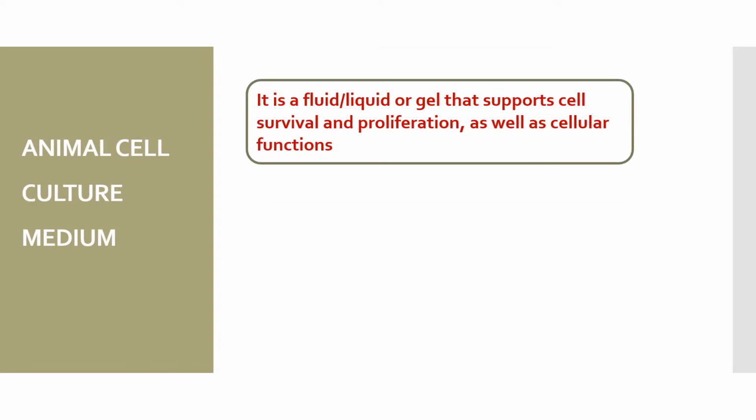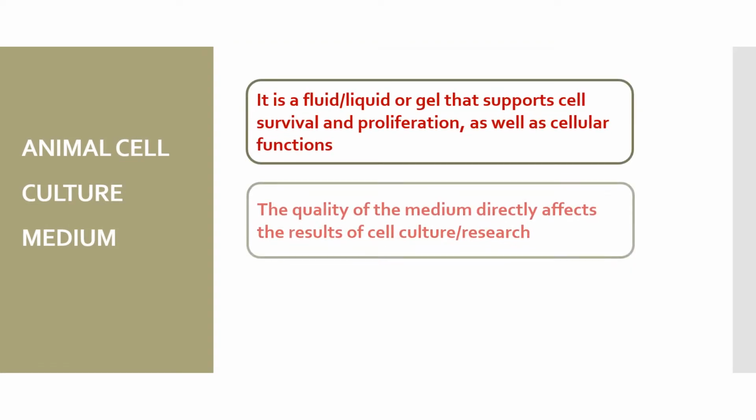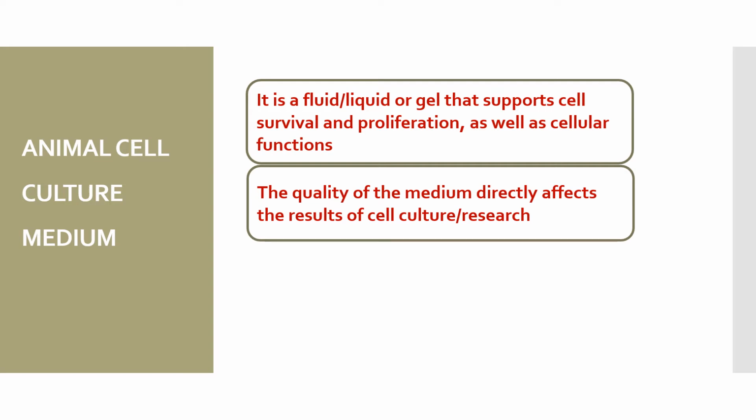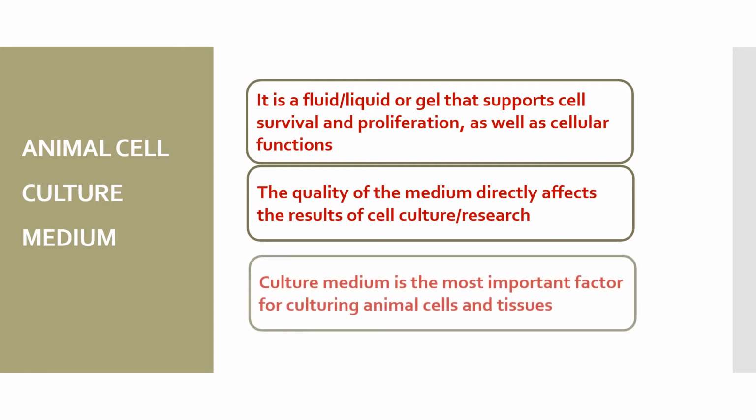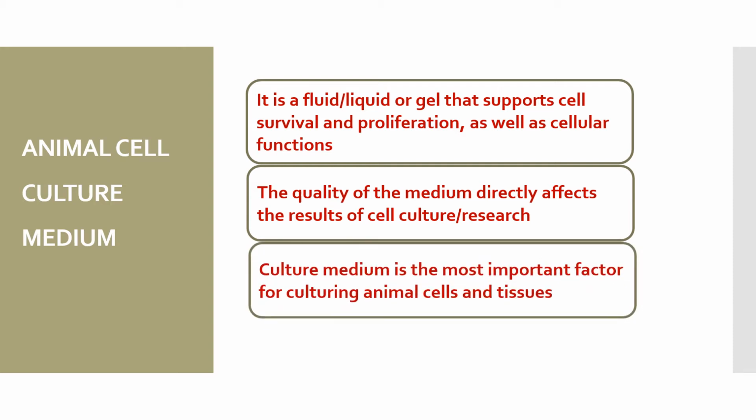An animal cell culture medium is a liquid or a gel that supports cell survival and proliferation, as well as cellular functions. The quality of the medium directly affects the results of a cell culture or your research, so the culture medium is the most important factor for culturing animal cells and tissues.